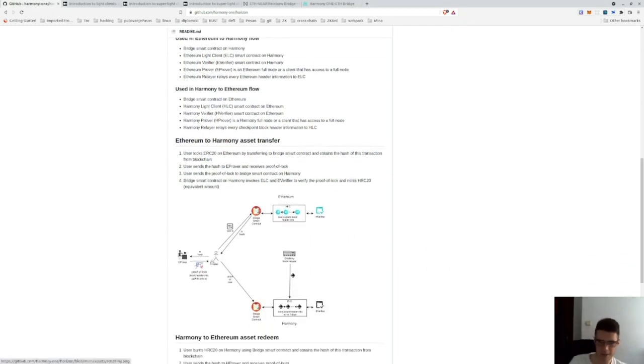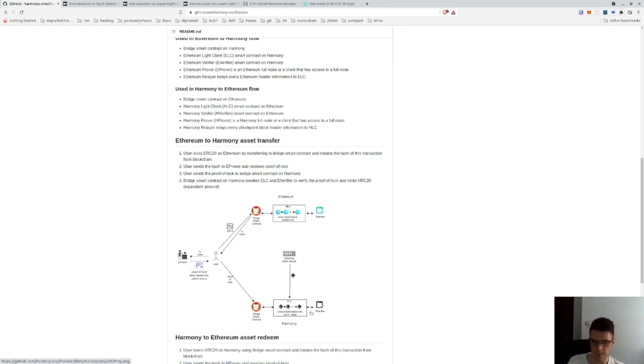So the user initiates a lock transaction on Ethereum. He gets back transaction hash, and then he sends it to the prover in order to generate the proof of lock. The user sends this proof of lock to bridge contract deployed on Harmony. Here we also have this Ethereum light client and Ethereum verifier. They're used and they're actually initiated by this bridge smart contract to validate this proof of lock. Only if this proof of lock is valid, the same amount of tokens will be minted on Harmony blockchain.